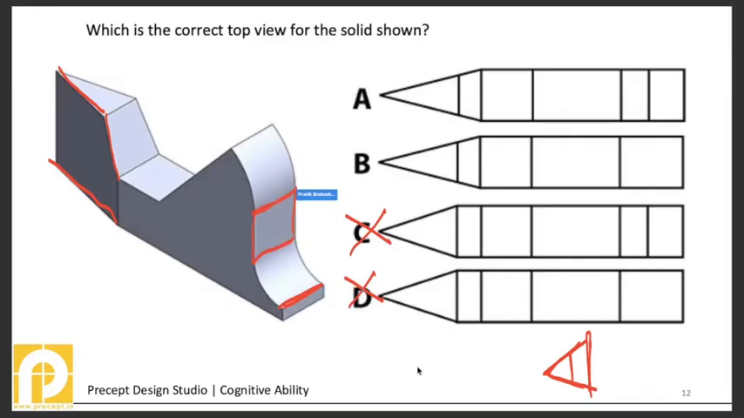So one edge will be formed here. One edge will be formed here and another edge is already there. So it will have 1, 2, 3 and 4 edges. So that is happening in option A, 1, 2, 3 and 4 edges. So A is the right one. We'll move to the next one.